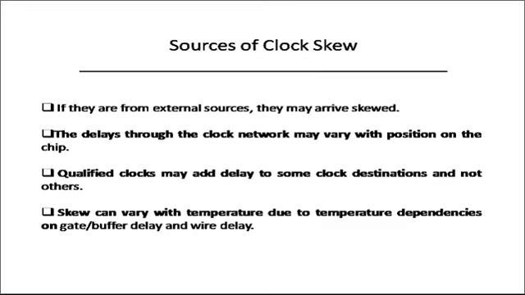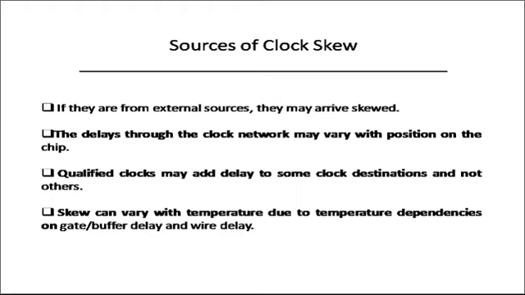Now, what are the sources of skew? Sources of skew means why the skew is over there. Okay. It may arrive from an external source also. When a skew may arrive from an external source, it may be because of the delay through the clock network. It is a delay through the clock network that may vary with the position on the chip.